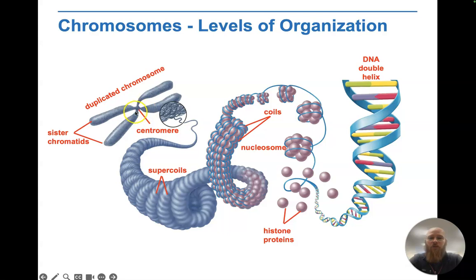And we'll also cover this in greater detail in more lessons to come, but the little part right here that joins those two sister chromatids, those copies of each other, we call that a centromere. It's in the center.